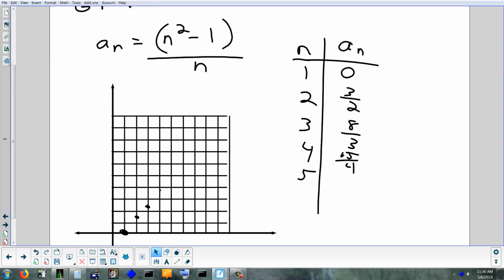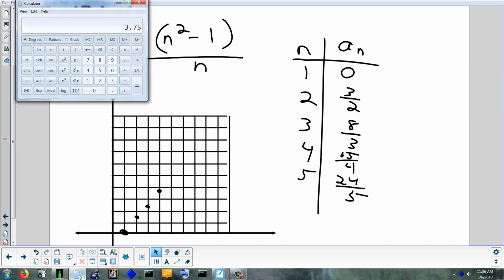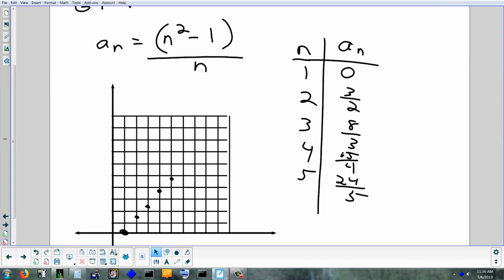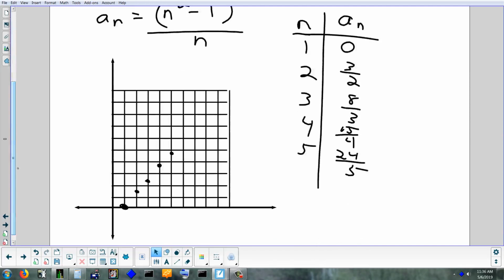It's going to be getting closer and closer to that horizontal line above it, but that dot is never going to reach it. We'll do one more. When we do 5, we are at 24 fifths, which is 4.8. So 5, 4.8. Just getting closer and closer. Now, should I connect the dots? No, don't connect them, because there's nothing in between the second number and the third number. So that's how you graph a sequence.